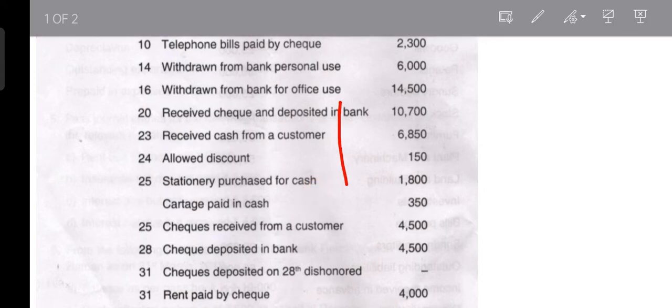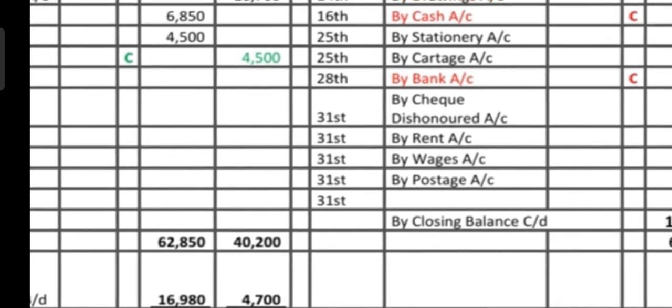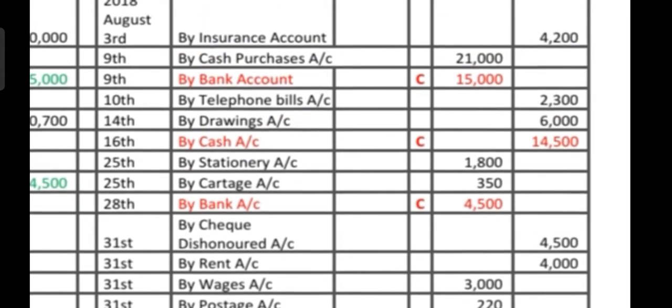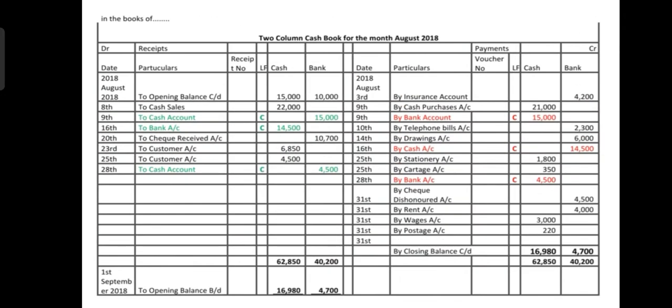Now the same we need to record. This is under the payment side of 2 column cash book. Now let us go to the cash book. See here, this happened on 25th. So by stationery, it is stationery account on 25th. In cash column we are going to record 1,800, and on the same day 25th, for cartage we are paying 350. Both we are paying in the form of cash only. Cash balance needs to be reduced, that's why both we recorded under payment side of cash column. Okay, this is the transaction for payment of expenses.